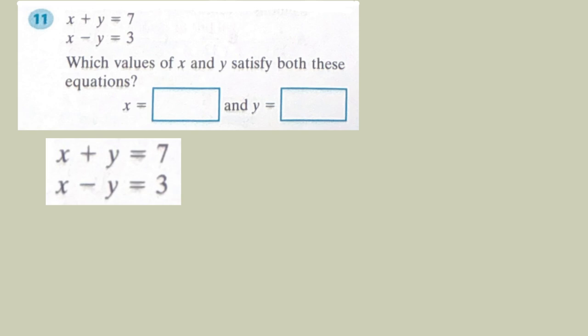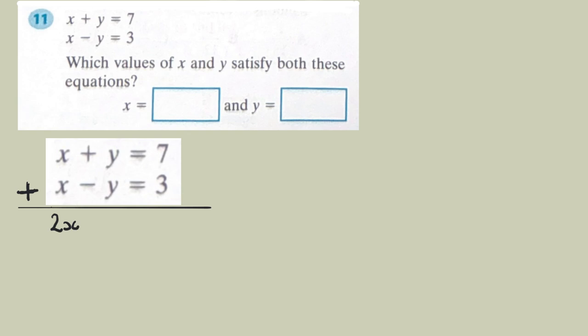I will do it by adding these two equations together. Why have I decided to add them? Because I have a plus y here, and in the other equation I've got a subtract y. Now you know that if you have a plus y and you then subtract y, then you will get no y values. And as I add, x plus x will give me 2x.